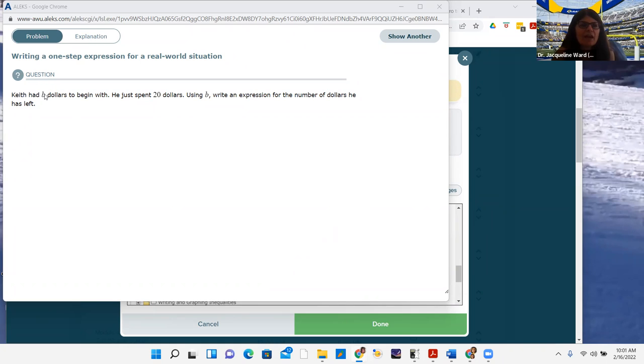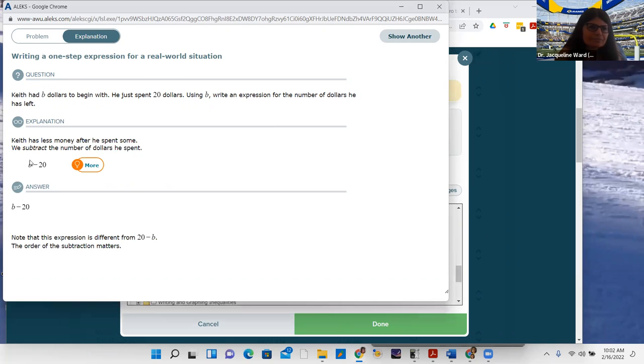So let's see. Keith had B dollars to begin with. He just spent $20. Using B, write an expression for the number of dollars he has left. So he starts with B dollars, and if he spends 20, that means you subtract 20, right? And this is an expression for how much money he has left. Does that make sense? This kind of reasoning and thinking, I think we all do every day, really.